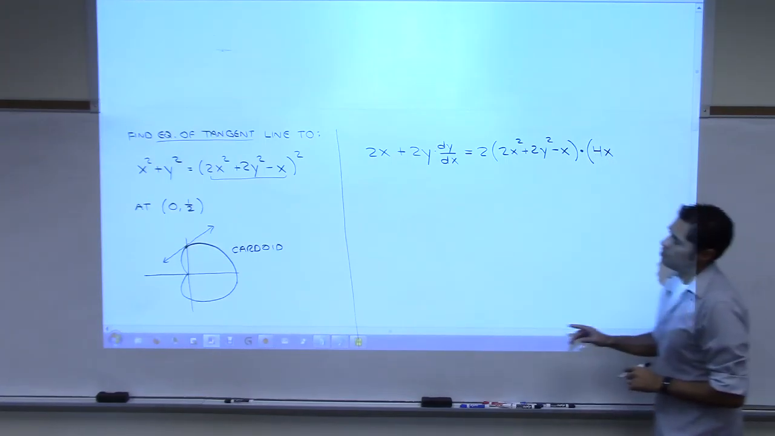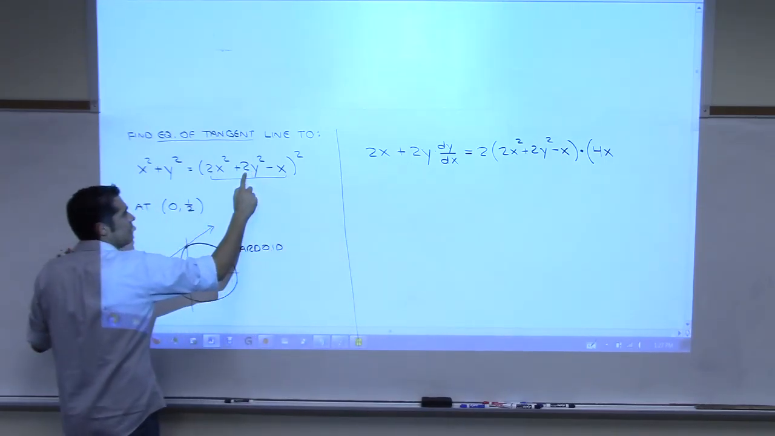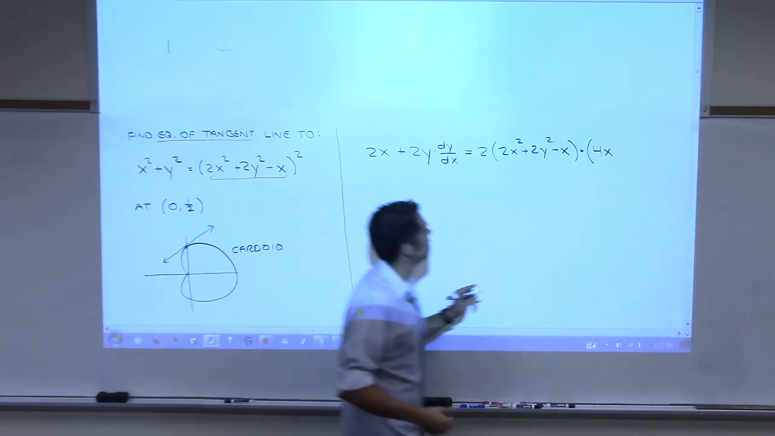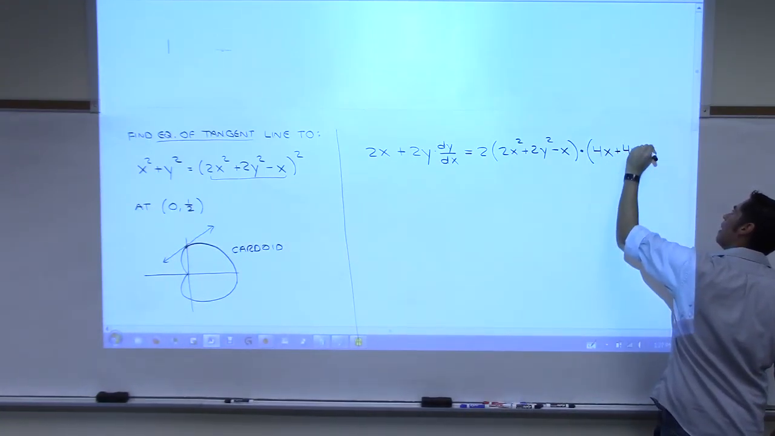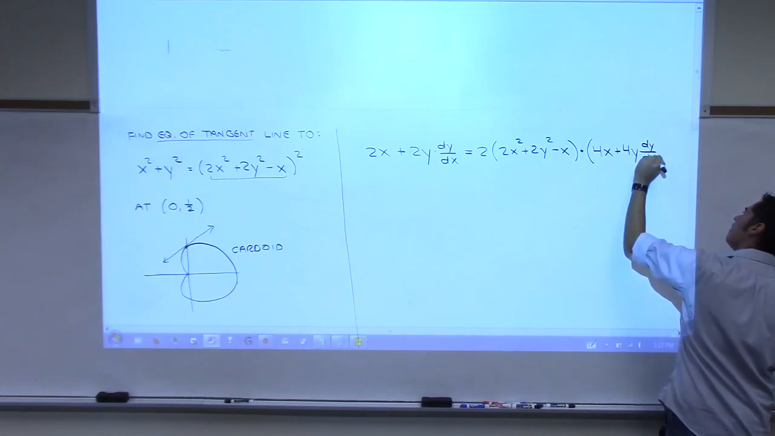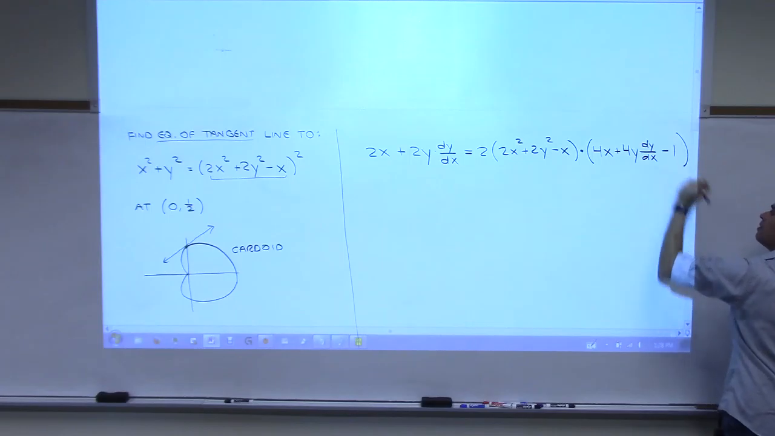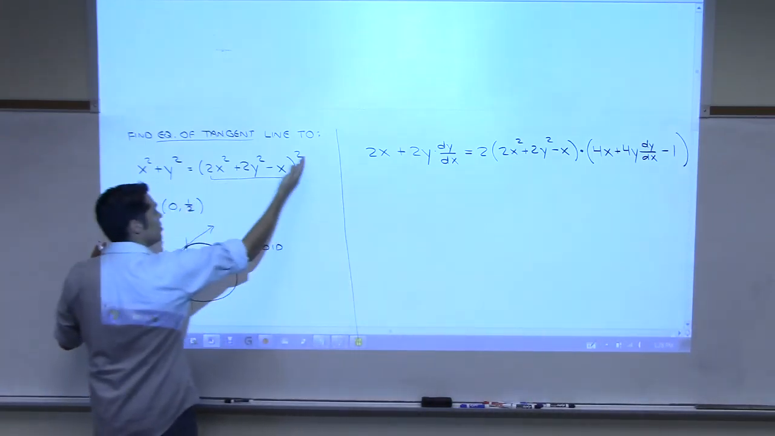And then the derivative of 2y squared. This one's tricky, I guess. 4y dy/dx. That's some chain rule on that. And then minus 1. Close the parentheses. Are we done? Yeah, we're done because the 2 came out.